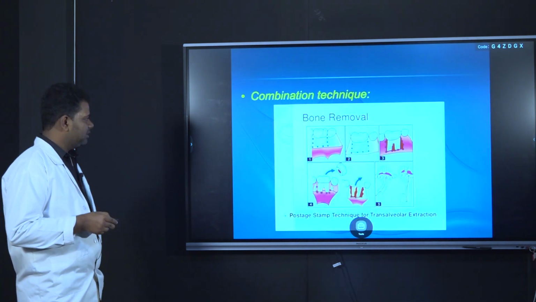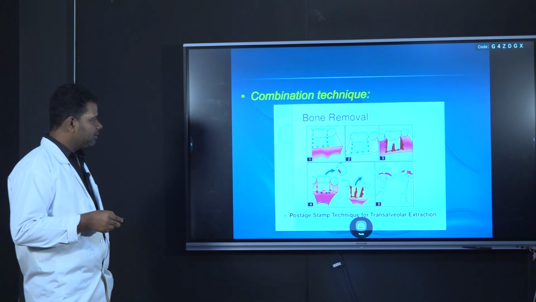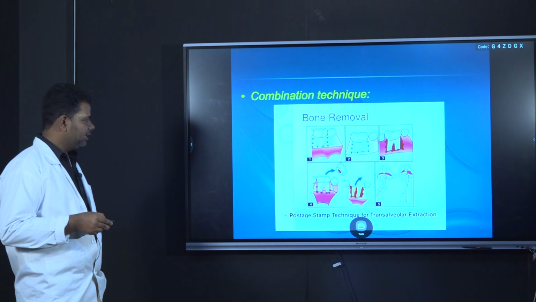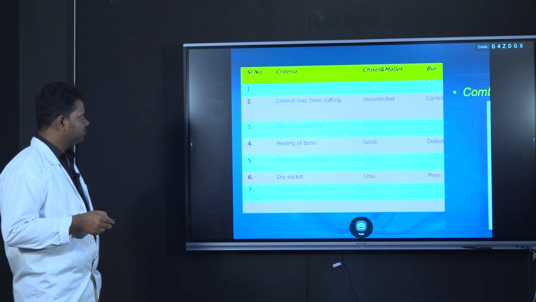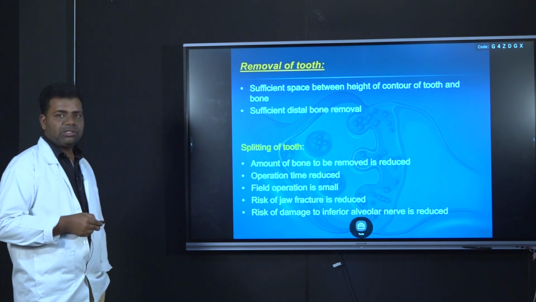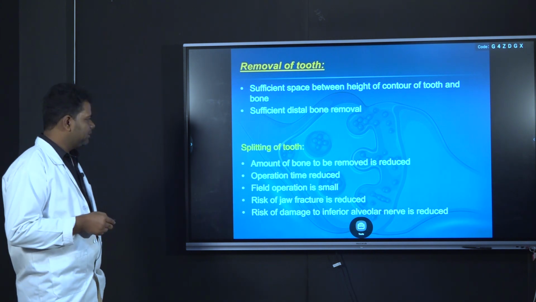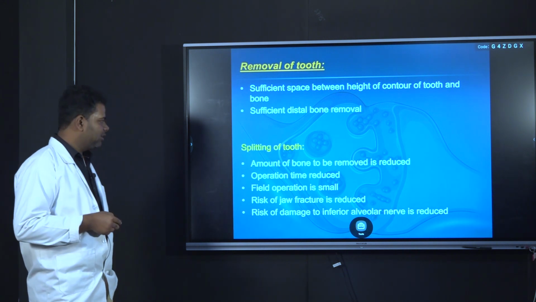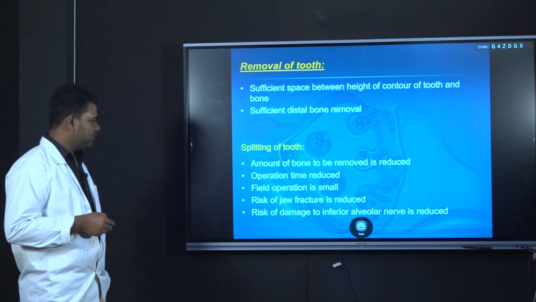And there is a combination of the technique. Here the buccal cortical bone is removed by the split bone technique, and removal of the tooth can be done. There is a sufficient amount of space for the extraction of the tooth, and splitting can be done if a large amount of bone would otherwise have to be removed, and operation time is reduced, and risk of jaw fracture is also reduced.